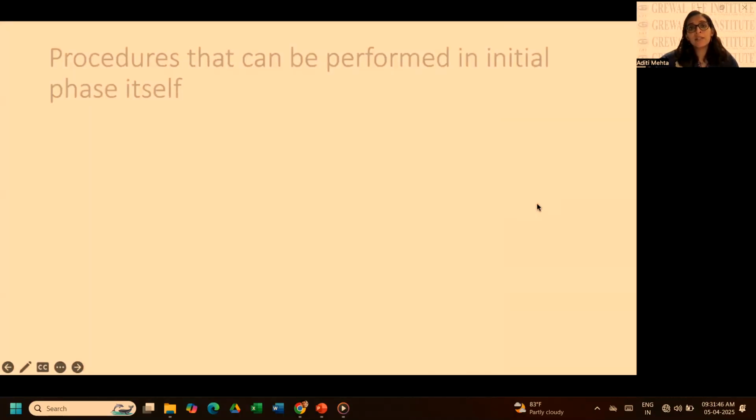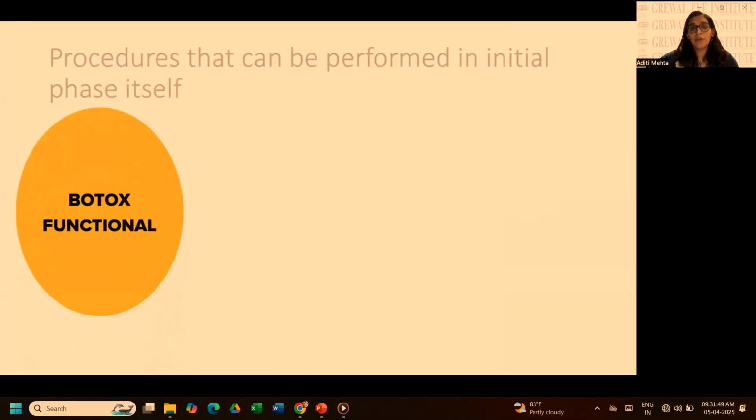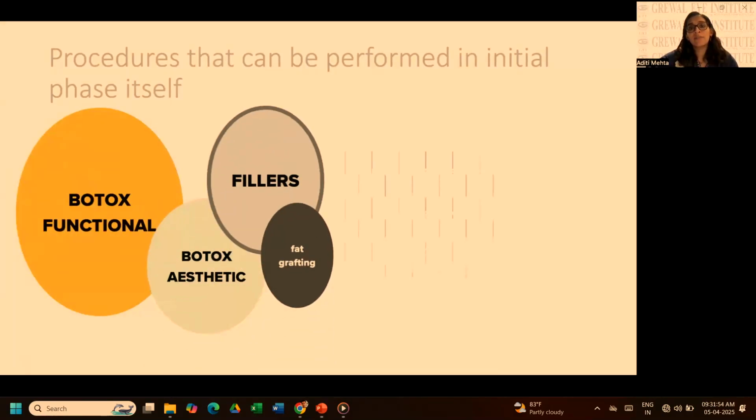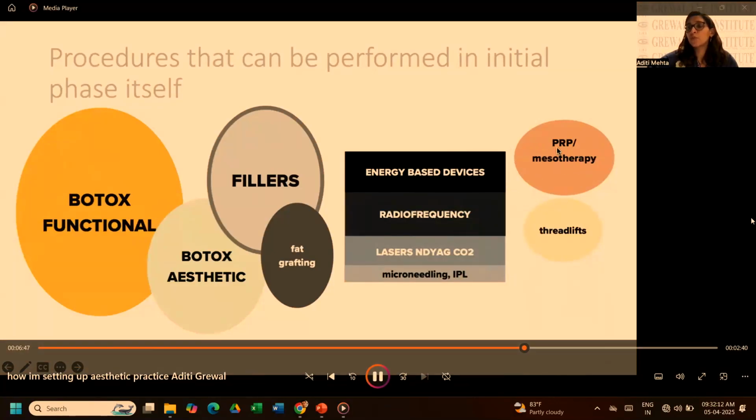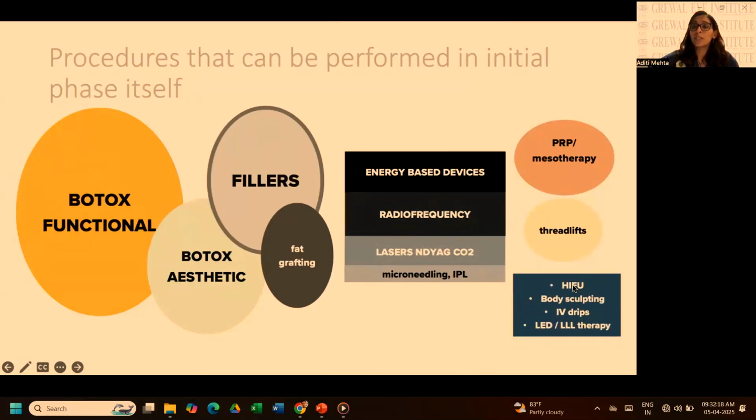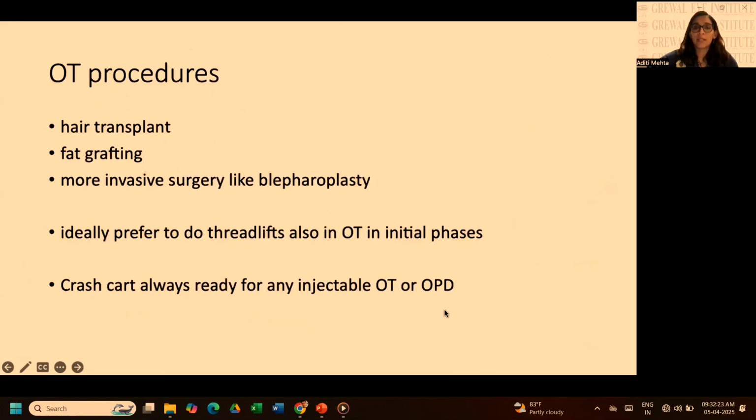The procedures that we can start performing in the initial phase itself, we're all familiar with the functional Botox. We can add aesthetic Botox to it. Hyaluronic acid fillers, fat grafting, energy based devices, depending on what all we have. If we have radio frequency with us, or the intense pulse light, or the lasers, we can start with these. PRP and mesotherapy are also easy to use. If you have a centrifuge where you're making autologous serum eye drops, you might as well make PRP and do the injectable therapy for rejuvenation also. Thread lifts and other devices like high intensity focus ultrasound, body sculpting, all these do require some amount of investment and can be added on subsequently.